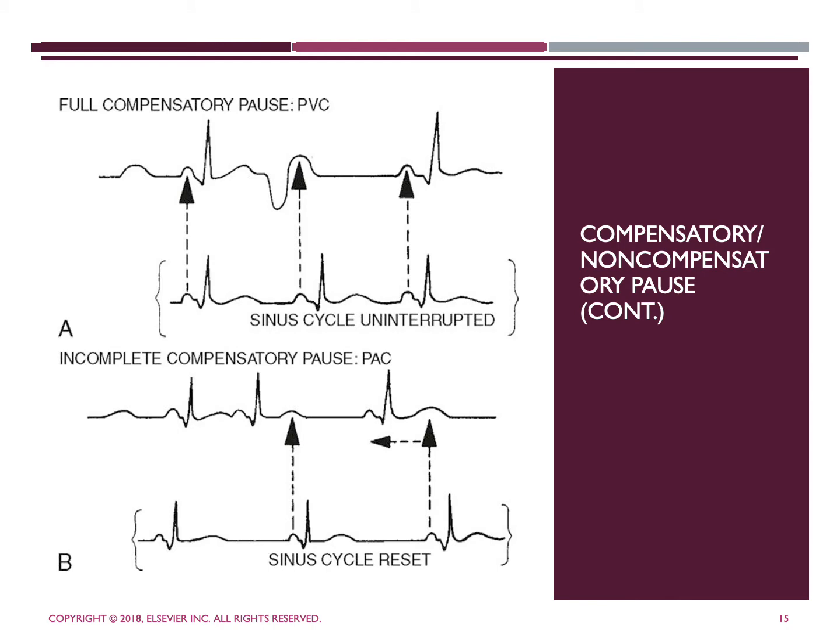So in here, what we're looking at is continuing off our compensatory and non-compensatory pauses. This gives you a really good visual of what we're looking at in regards to those. A premature ventricular complex, or what we call a PVC, is often going to be followed by a full compensatory pause. And that is what you're going to see in A here, okay?